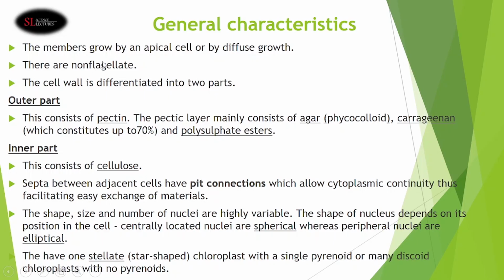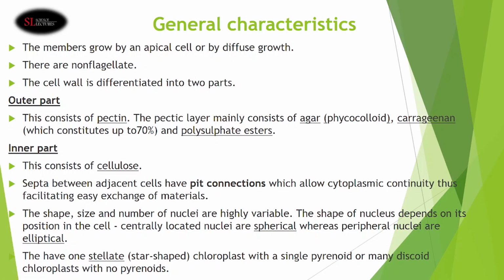Number two, they are non-flagellate. That means they don't have any flagella. When we were discussing criteria to classify algae, we said members of Xanthophyta and Rhodophyta are the non-flagellate phyla of the algal division. Then number three, their cell wall is differentiated into two parts.